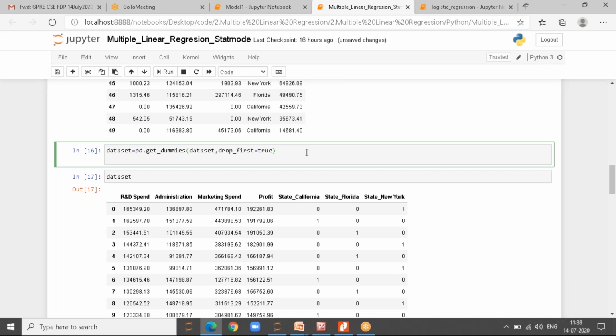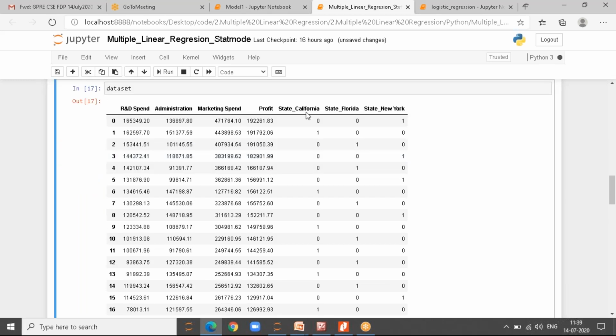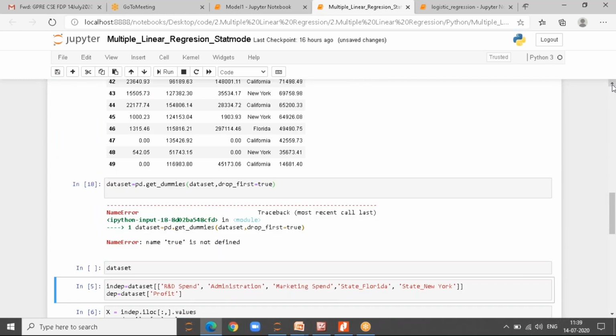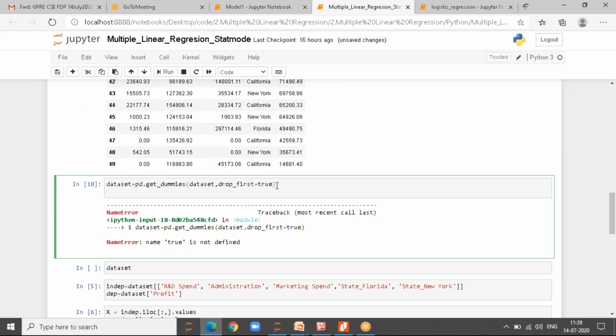So if I make it like this, I will get the original state, only with the remaining things. I am getting an error: true is not defined. drop_first is equals to true. I think we need to make use of single quotes there.